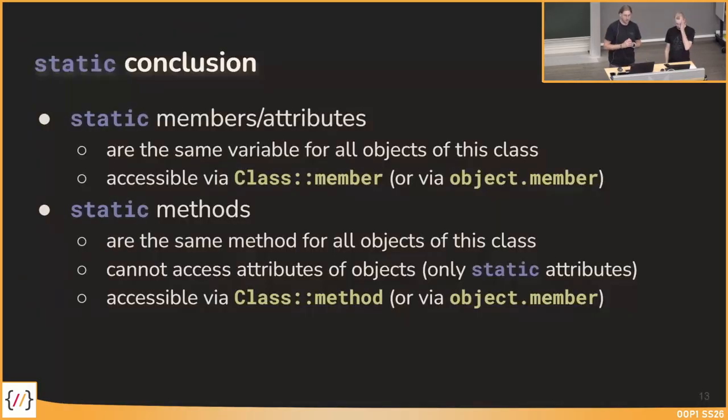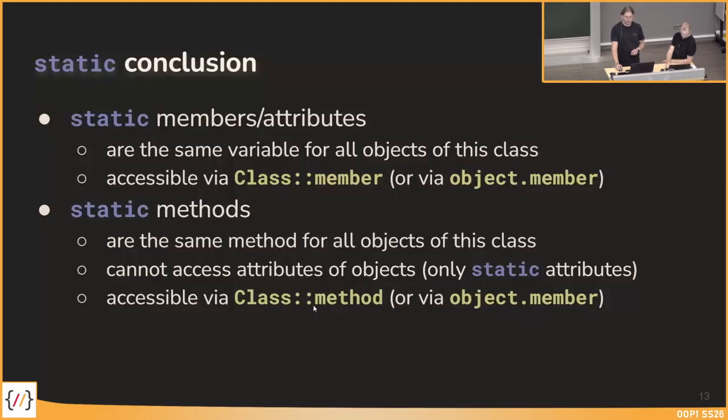Okay, now we come to the conclusion of static. So we have static member variables or attributes and also static methods. The value for all the static members is the same for all objects. We can access static member variables using class name, scope resolution operator, and then the static member variable. Or we can also do it using the name of an object, dot member. The same applies to static methods.